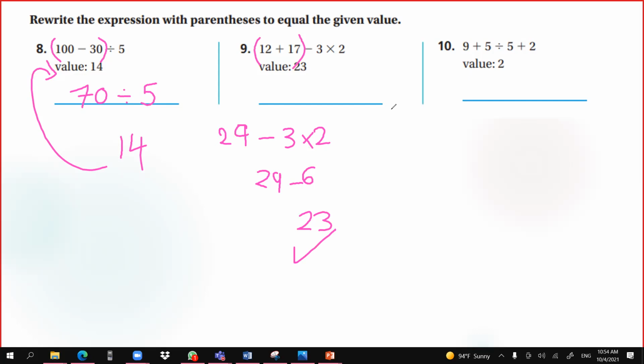Who wants to solve number 10 now? No Hunada, no Hunada, I don't want Hunada. Muna. Malak Anas? Yes, Malak. Number 10.